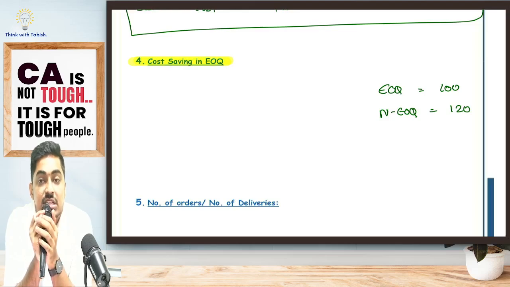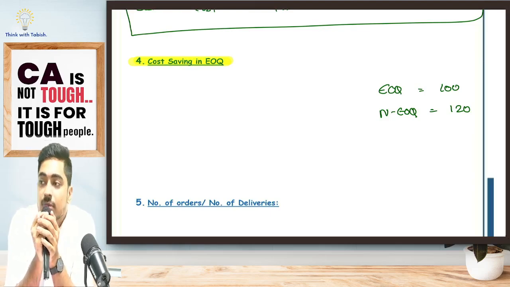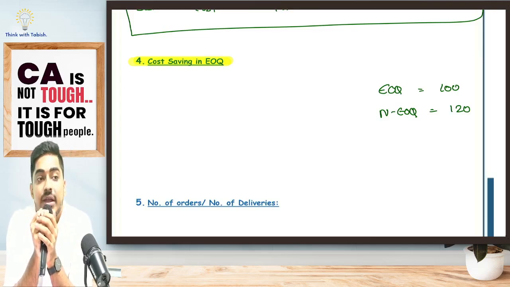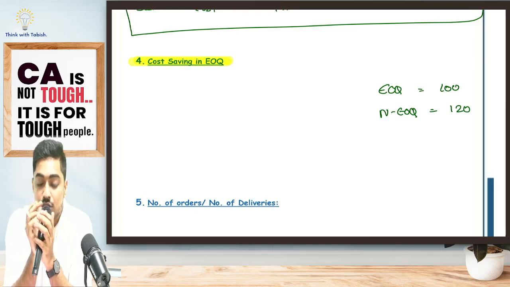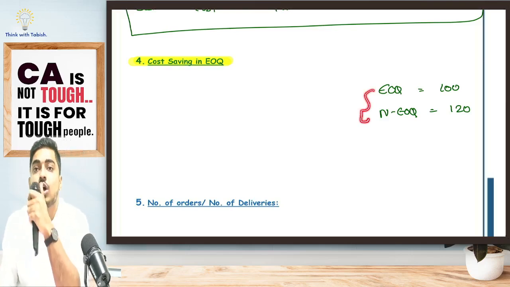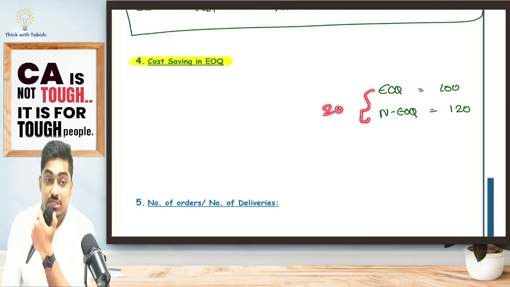I can also ask it this way. I should have opted for EOQ, but I did not. Why? Just like that. I told you will go for non-EOQ. Why? Just like that, fun is needed. Okay, do. If I do not opt for EOQ, good or bad? Bad. Am I having cost savings or additional cost? Additional cost. How much additional cost will I incur if I do not opt for EOQ? 20 rupees extra I will incur.